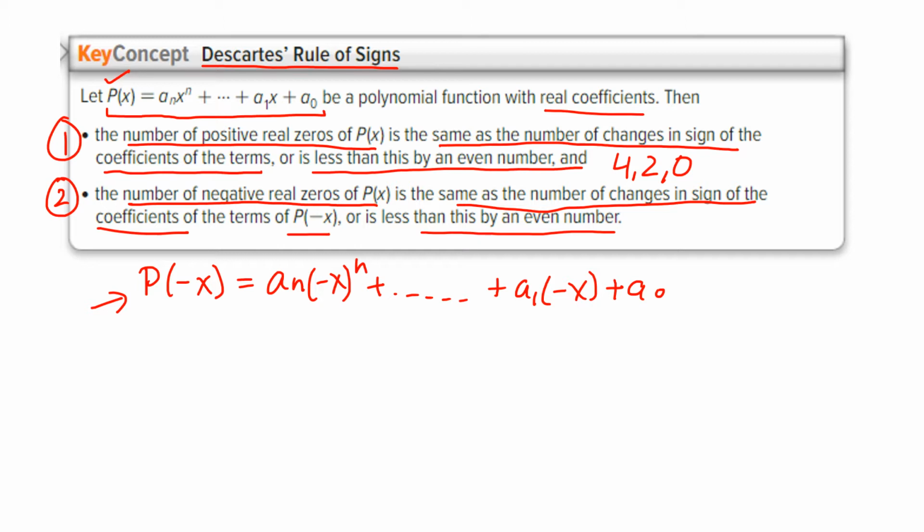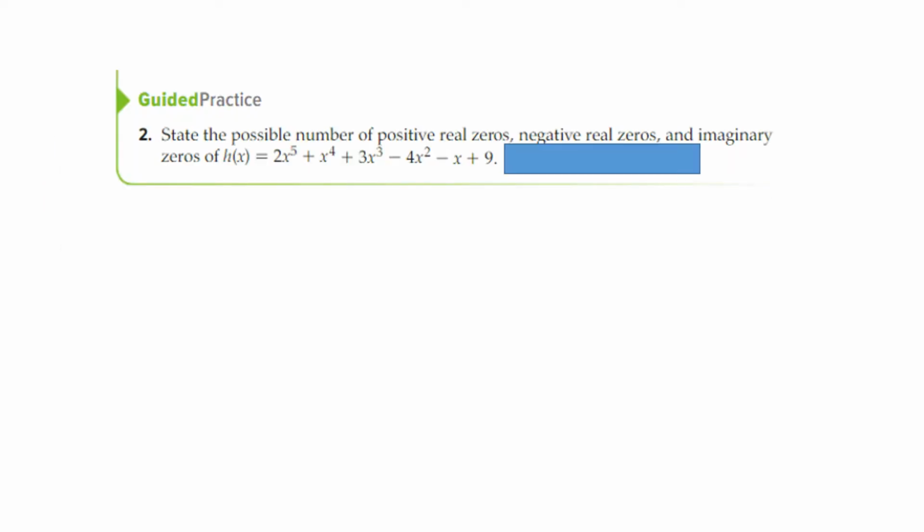So this is Descartes' Rule of Signs, and it will become better for you if I take an example. So let me do one question on this rule. Okay, so let me read the question. This is an application of the Descartes' rule. And how do you know that you are going to be applying this rule? You have to read the question very carefully. State the possible number of positive real zeros, negative real zeros and imaginary zeros of h(x). So this is the polynomial h(x) given to you. We have to say how many positive, how many negative real zeros and finally imaginary zeros this polynomial is going to have.